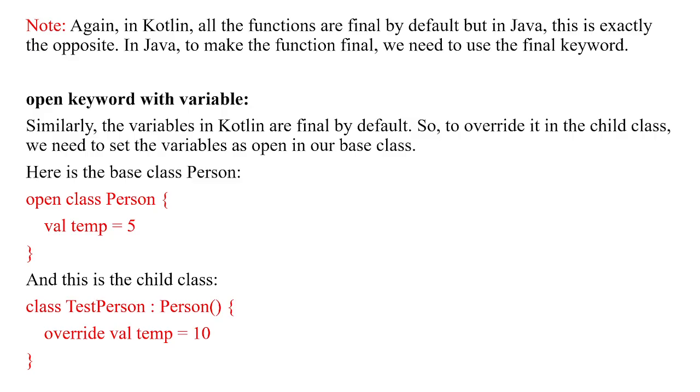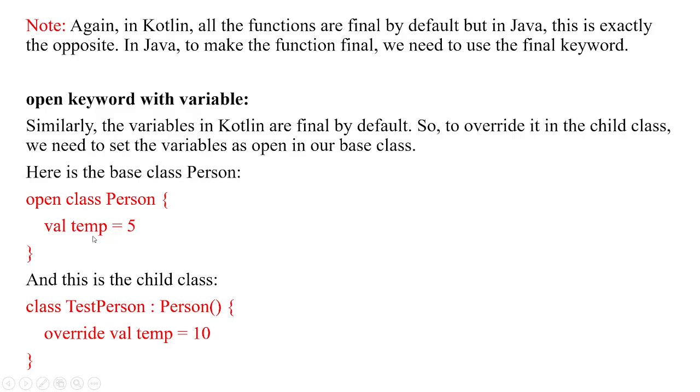Again, in Kotlin, all the functions are final by default, but in Java, this is exactly the opposite. In Java, to make a function final, we need to use the final keyword. Open keyword with variables. Similarly, the variables in Kotlin are final by default. So to override a variable in its child class, we need to set the variable as open in our base class. Here is the base class.